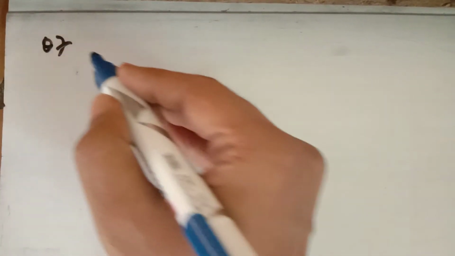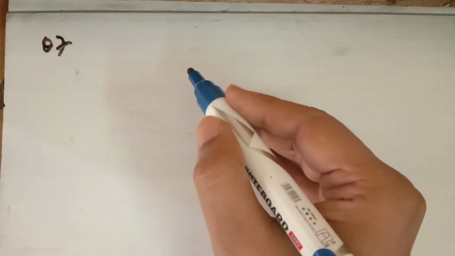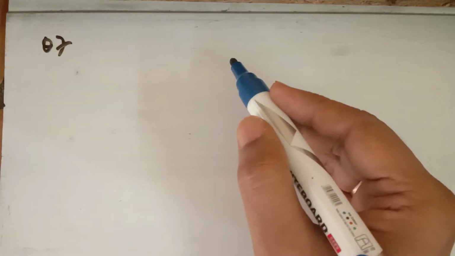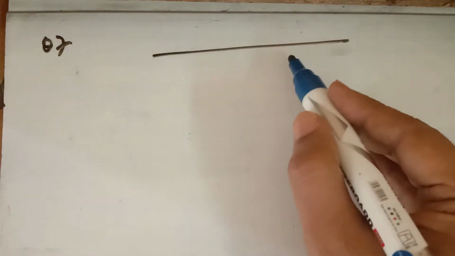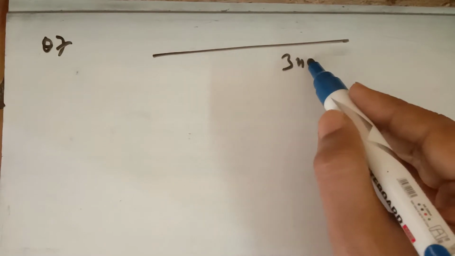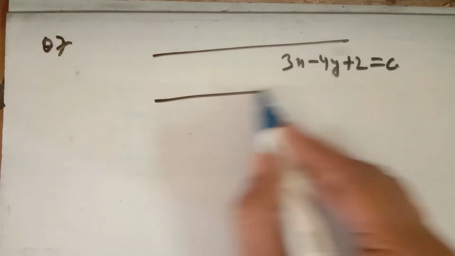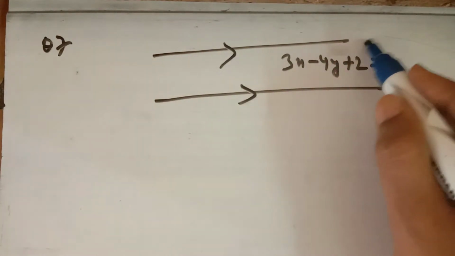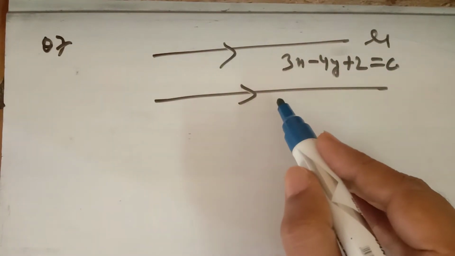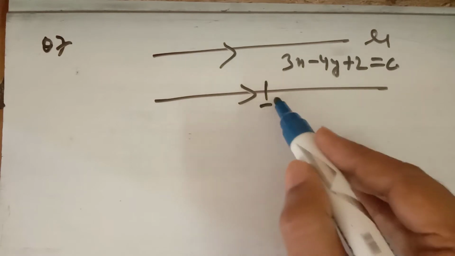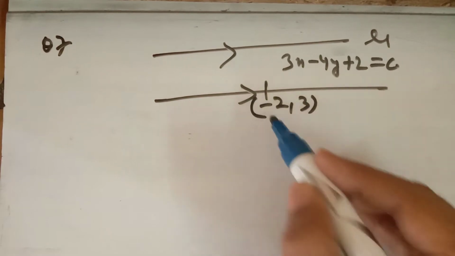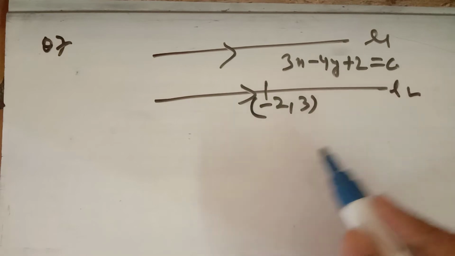Now in question number 7, what is given? You have to find the equation of a line parallel to this. One of the lines is given as 3x - 4y + 2 = 0. You have to find the equation of the line which is parallel to the line L1 and passing through the point (-2, 3). So you have to find the equation of the line L2.